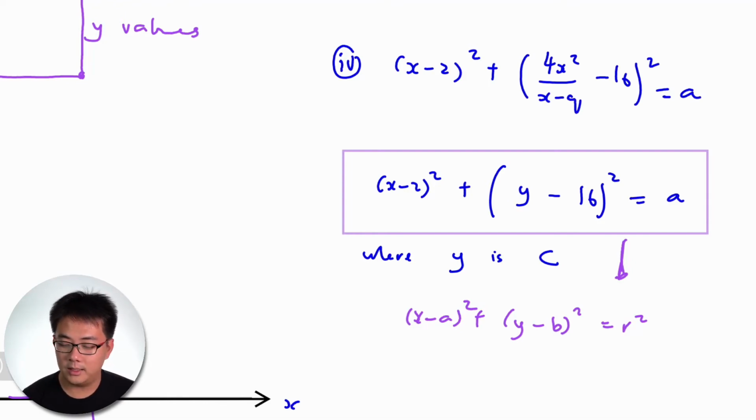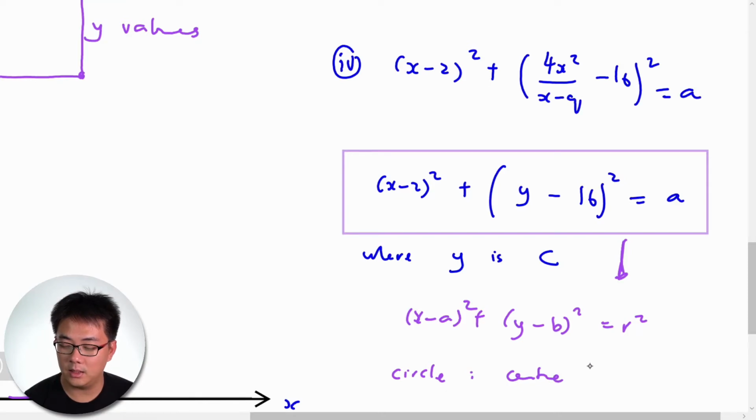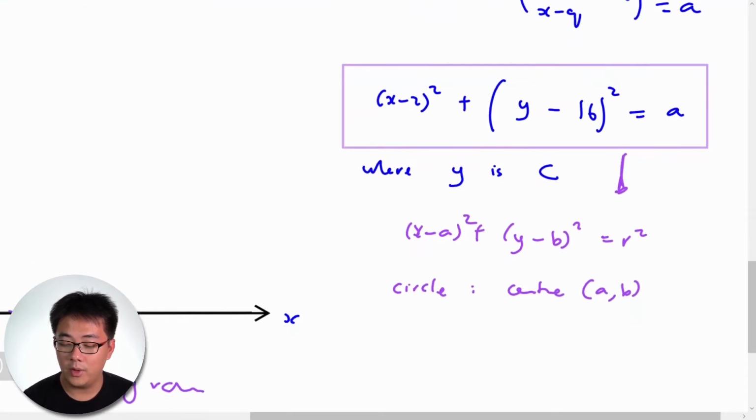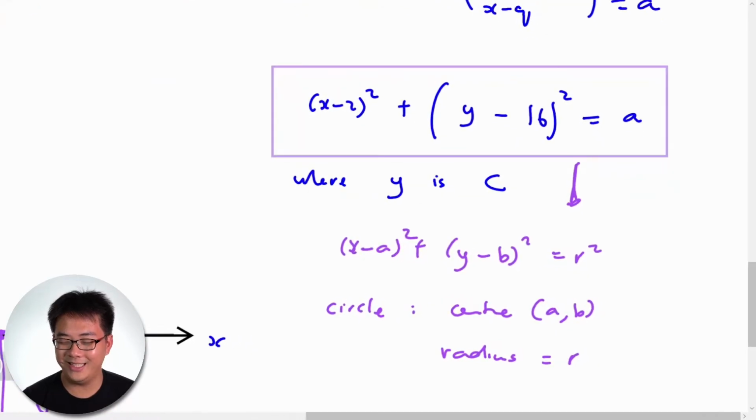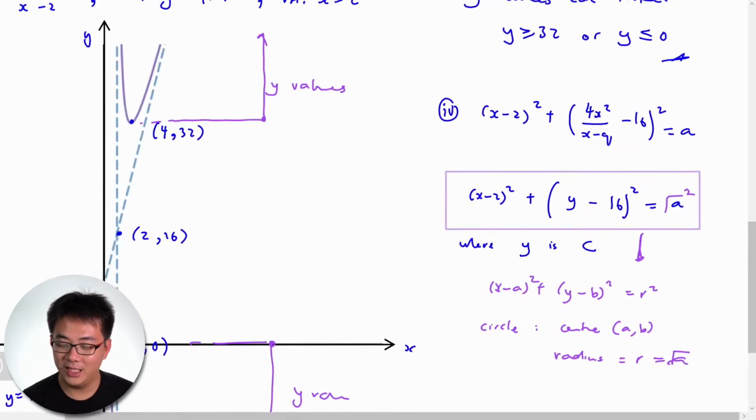So what you get is this circle here, the center is actually just (a, b). The radius, however, will just be r. So there's r, so the radius squared is r squared. This is root a. Sorry, root a. So that's the radius, root a. So that's just to bear in mind.